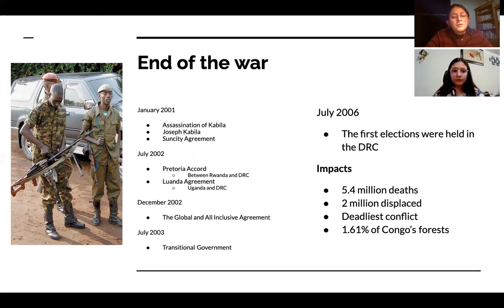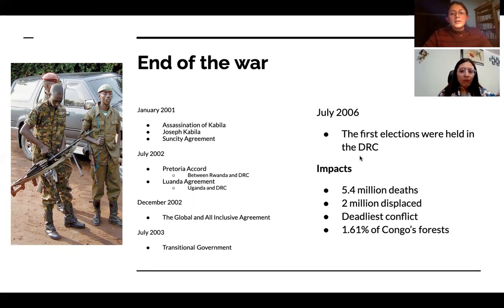And in July of 2003, the transitional government was established, which obligated the parties to carry out a plan to reunite the country and to have a process of transition of government. And it was in July of 2006 that the first elections were held in the Democratic Republic of the Congo after approving a new constitution.